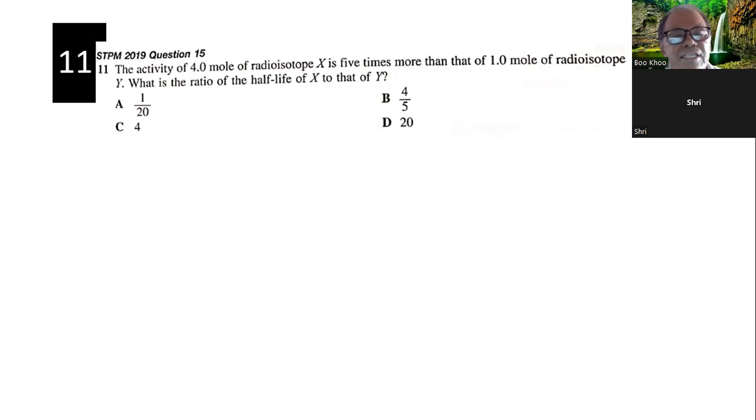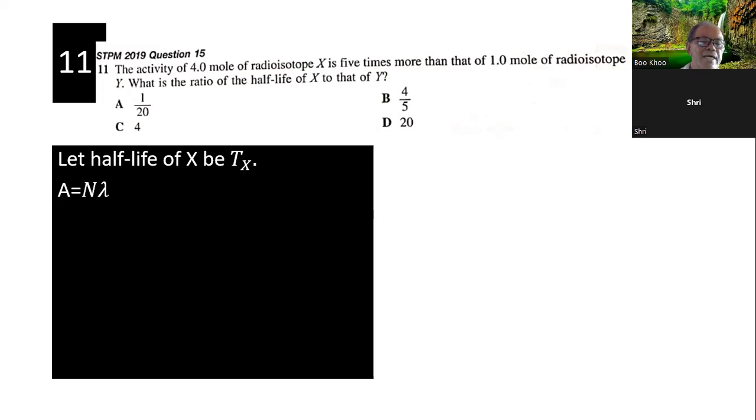Okay. You can see radioactivity is very popular. The activity of 4 mole of radioactive isotope X is 5 times more than 1 mole of radioactive Y. What is the ratio of the half-life of X to that of Y? What's the answer? Yep, that's the answer. Right? The half-life of X is Tx.